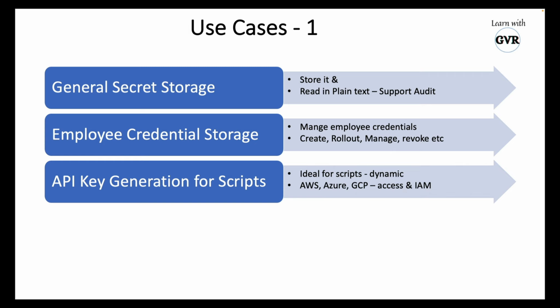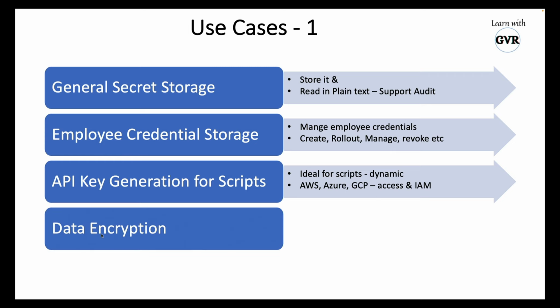So hundreds of thousands of APIs, REST APIs, and for every API you need to generate keys and maintain. How do you maintain them? You can generate keys, and not only for the APIs but also for AWS, Azure, GCP as well. If you want to access AWS, you need to have an IAM. Azure is also the same, GCP is also the same. So these IAMs will be taken care of by HashiCorp Vault.